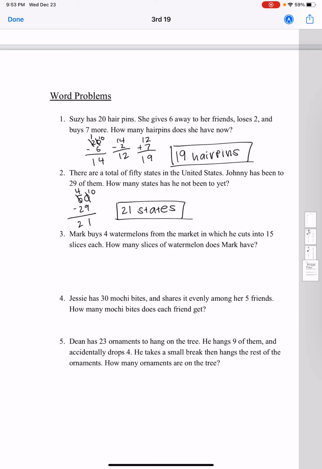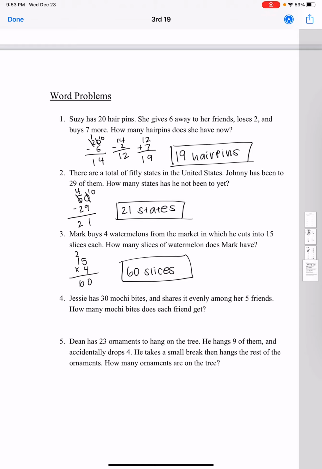Number 3. Mark buys 4 watermelons from the market in which he cuts into 15 slices each. How many slices of watermelon does Mark have? So he has a total of 4 watermelons that he cuts into 15 slices. So this would be a multiplication equation. 15 times 4. 5 times 4 is 20. 1 times 4 is 4. Plus 2 is 6. So he has 60 slices of watermelon.